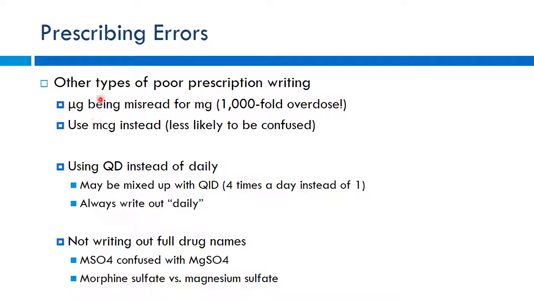Other things: if you were to misread micrograms as milligrams, that could be a 1,000-fold dosing error. That would not be good for most patients. So we use things like MCG, which is less likely to be confused, so it's easier to see the difference between that and MG.